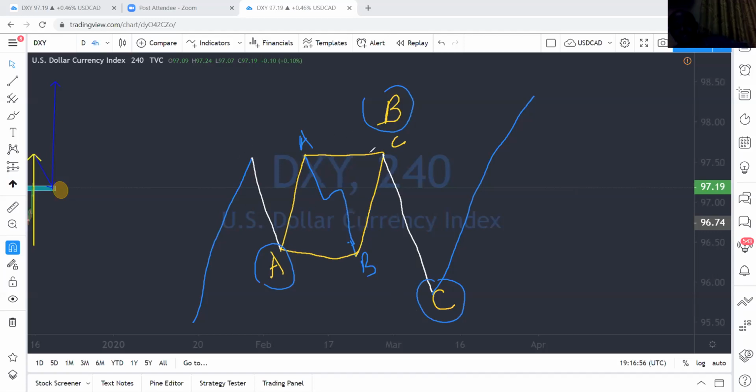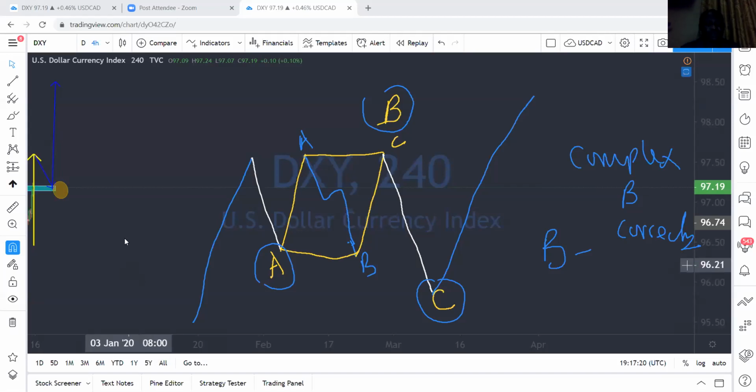So you now see that the ABC I label in yellow, A, B, and C, has become a three-wave structure. 1, 2, 3. And this is what is called a complex B correction. Complex B correction. All right? After you have had this, you now have a boom to the upside. Is the concept very clear now? Very clear.